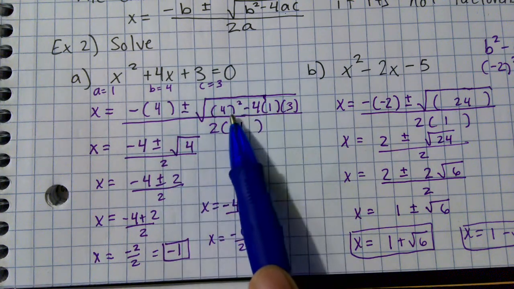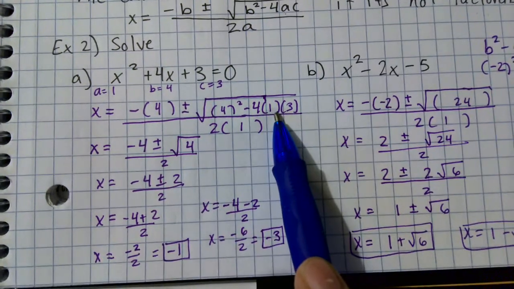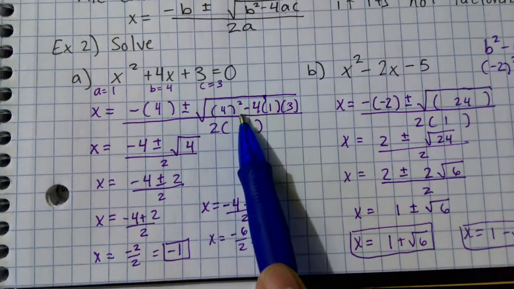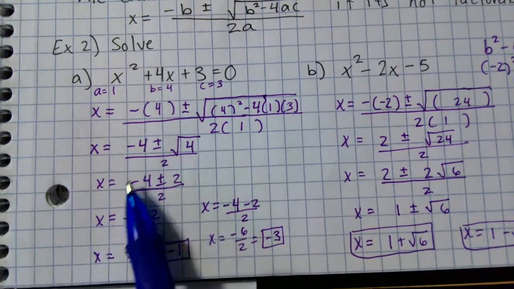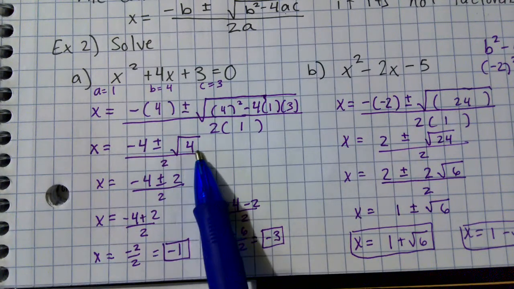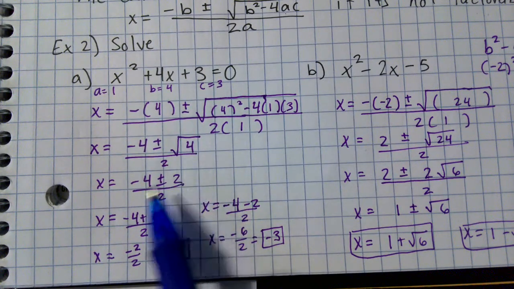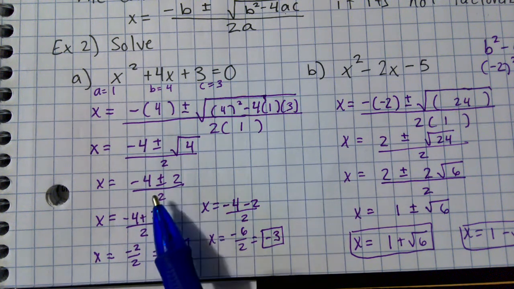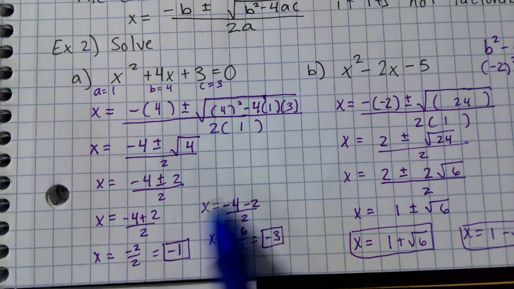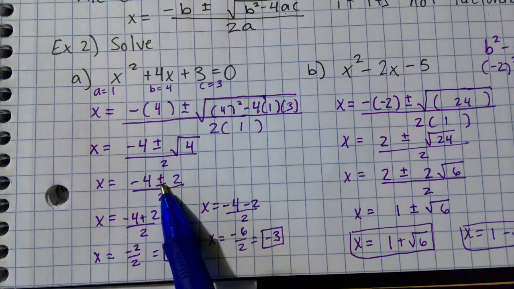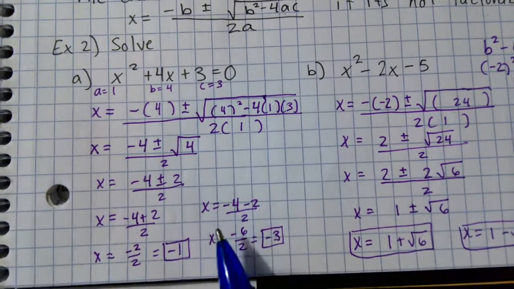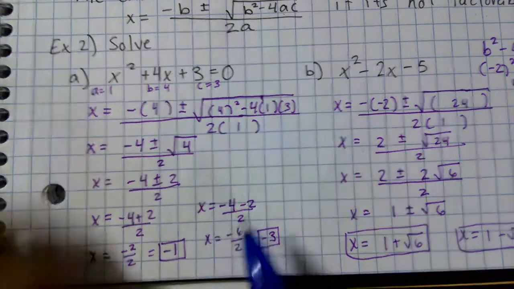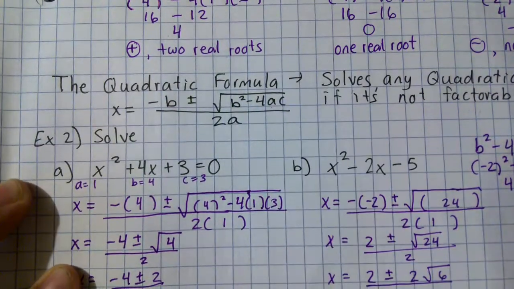I recommend doing the discriminant first so that you already know how many roots to expect, and then just substitute all of that in here. That way you can save space on your paper. So negative 4 plus or minus the square root of 4. The square root of 4 is 2, so we have negative 4 plus or minus 2 over 2. And remember, when we have plus or minus, it has two separate answers: one when it's positive, the other when it's negative. Then you simplify, you get negative 1 and negative 3. Those are your two real roots that we predicted with the discriminant.